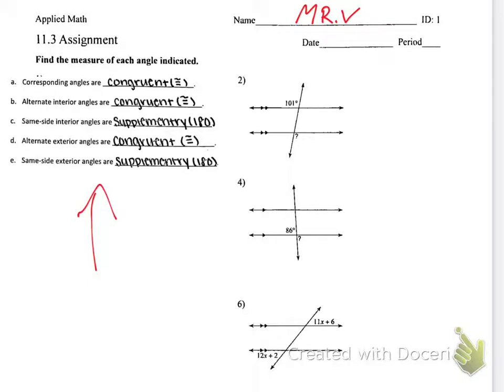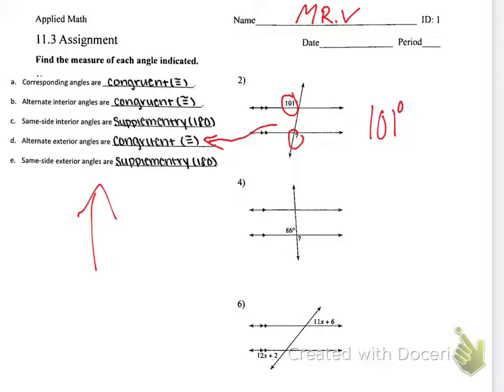Up here I have just a picture of my notes, and I'm going to be doing the evens. So I need to find out what this angle and this angle are. They're on opposite sides, and they're on the outside. So that means they are alternate exterior angles, which means they would be congruent. So this angle down here would also be equal to 101 degrees.